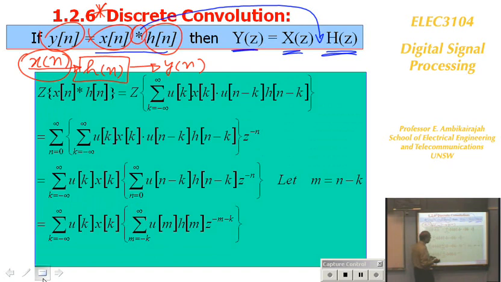Let me just do this proof again. This proof is good to know, but it's not that you have to know everything, though it's useful to know this one. Here are x[n] and h[n]. I'm taking the transform. I'm going to write x[n] as the sum of x[k] u[n minus k], that's your convolution part. Then h[n] is h[k] with n minus k.